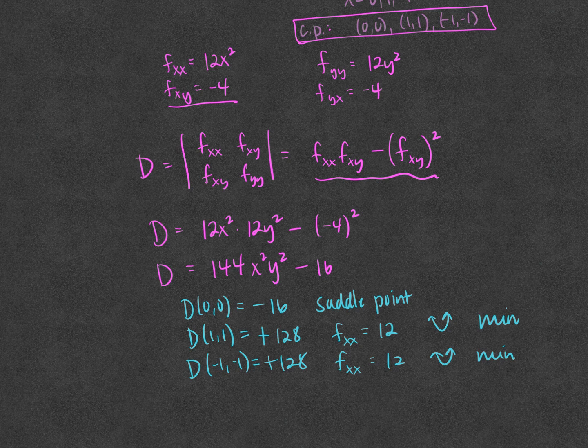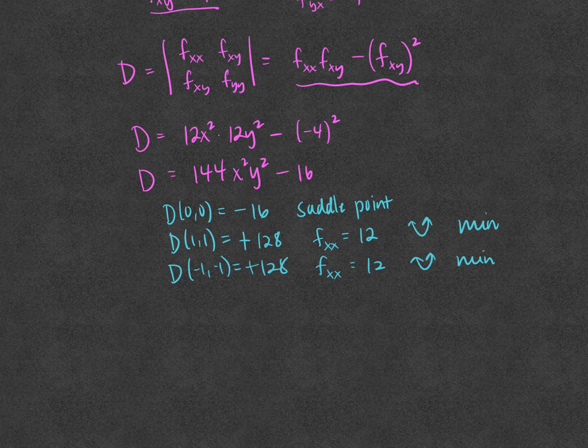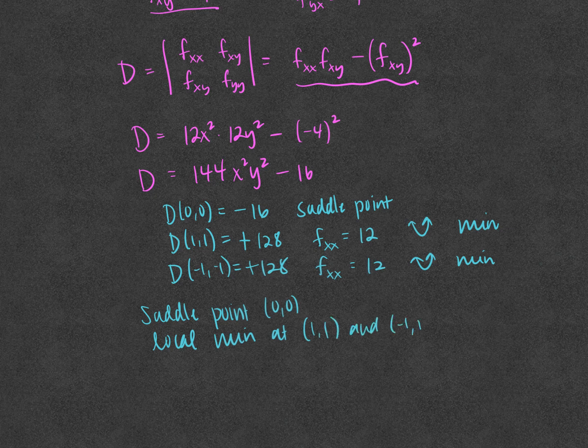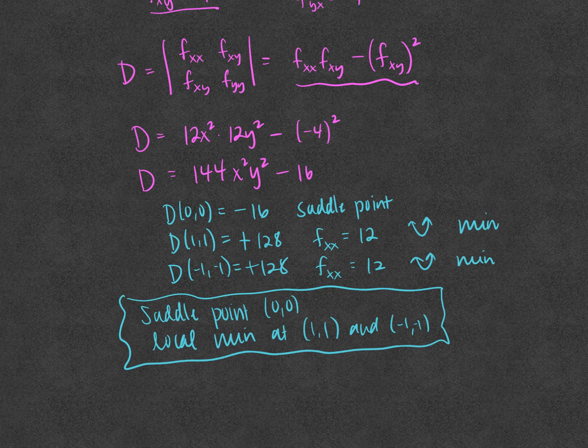So what we're saying is we have a local minimum. The way that we write this up is we have a saddle point at 0, 0. We have a local min at 1, 1 and negative 1, negative 1. Now we don't really know exactly what this looks like, but we have a couple pictures I'm going to bring in here and show you. This is what you need to be able to achieve. You find the critical points and then run your second derivative test.